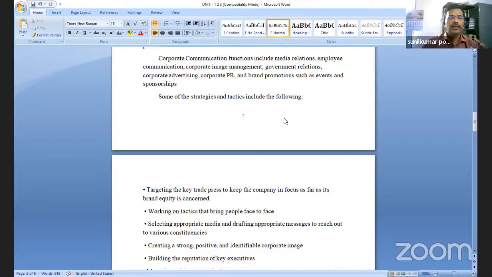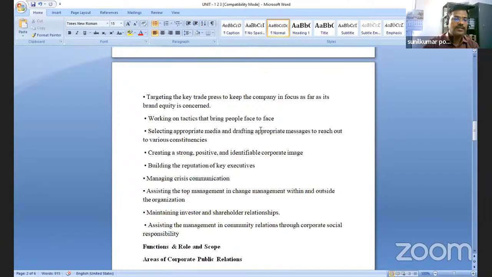So the corporate communication manager, or corporate public relations manager, public relations officer, has to maintain some tactics and strategies. When a crisis comes, to overcome the crisis, they have to maintain some strategies and tactics. We'll discuss this: targeting the key trade press to keep the company in focus as far as its brand equity is concerned.